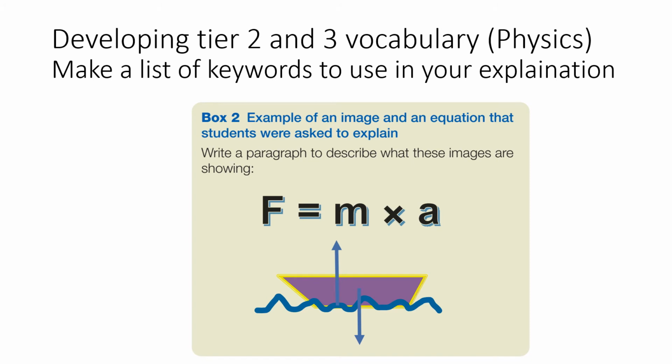Developing Tier 2 and 3, and this is an example from physics. Here all I've done is given them a formula: force is equal to mass times acceleration, F equals m times a, and a picture of a boat that is floating with arrows. And what I'll do here is just give them that formula with that picture and ask them to build a vocabulary bank. They will come up with a list of keywords. Once they've got that, they then need to use some keywords to write a paragraph and describe exactly what F equals m times a, and that picture, is trying to explain here.